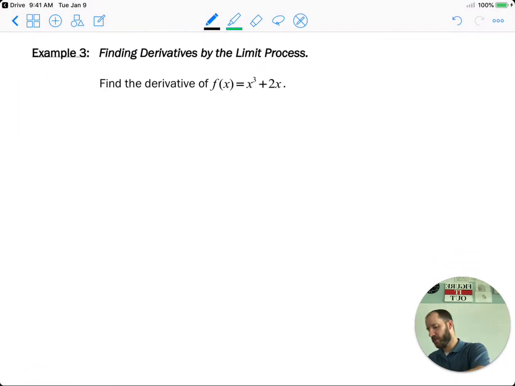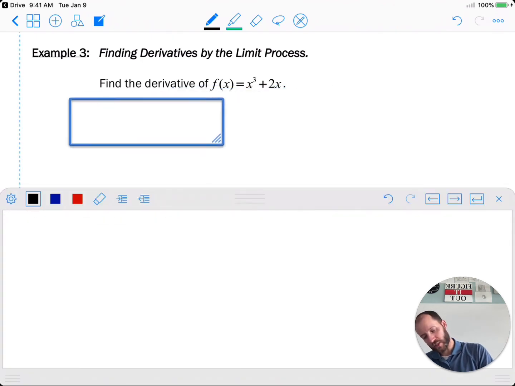So finding derivatives by the limit process. This happens on the exam, but they don't really want you to evaluate it out. They want you to kind of see it for what it is, tell them what is happening. So find the derivative. Let's go ahead and start.